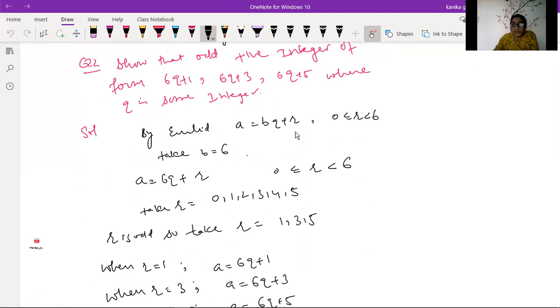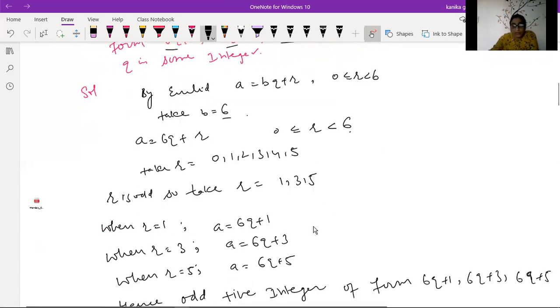Now by Euclid you know that a is equal to bq plus r, 0 is less than or equal to r is less than b. Now here we have to prove that odd integer is of the form 6q plus 1, 6q plus 3 and 6q plus 5. So you take b is equal to 6. So a is equal to 6q plus r, 0 is less than or equal to r is less than 6. So the value of r is 0, 1, 2, 3, 4, 5, because it is less than 6. तो 0 यहाँ पे 6 से छोटे कौन से होंगे? 0, 1, 2, 3, 4, 5.